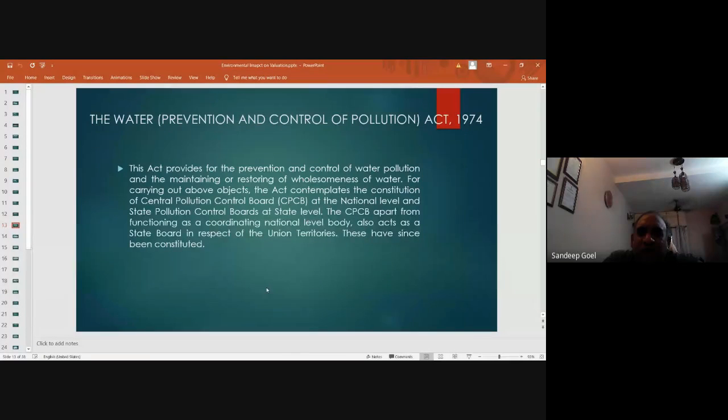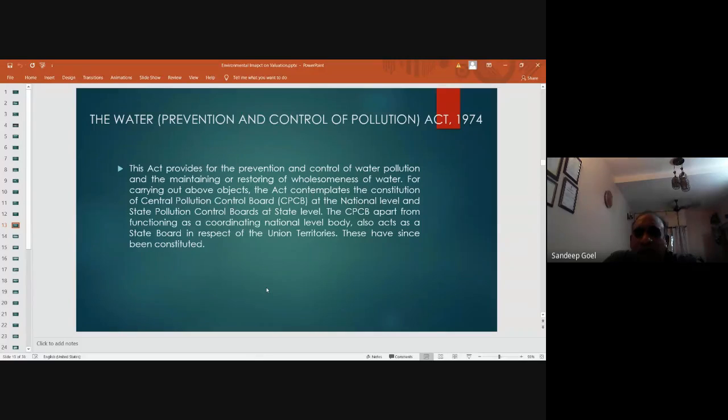The Water Prevention and Control of Pollution Act 1974. What this act stipulates: this act provides for the prevention and control of water pollution and the maintaining or restoring of wholesomeness of water. What is wholesomeness of water? This is the most important term which has been used there. Wholesomeness means overall water quality. This act was enacted to maintain or restore it.